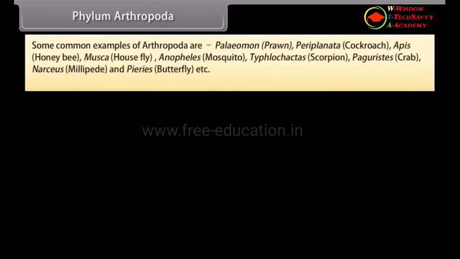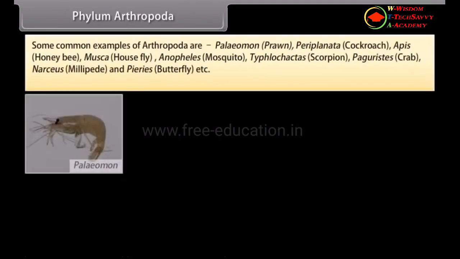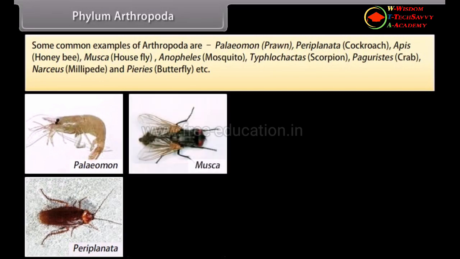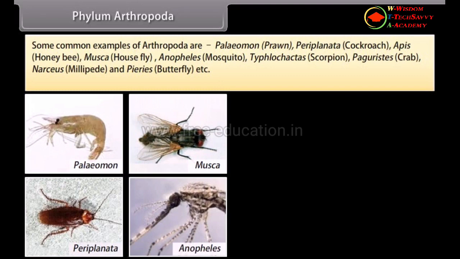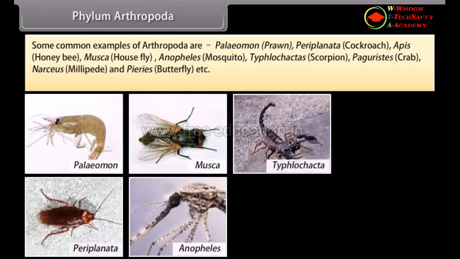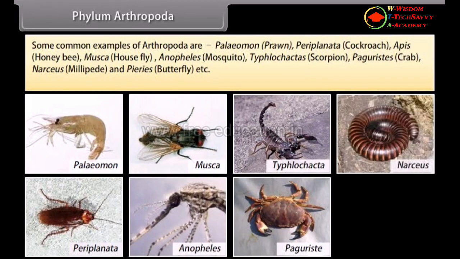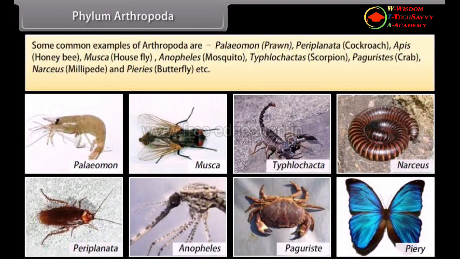Some common examples of arthropoda are Palaemon, prawn, Periplaneta, cockroach, Apis, honeybee, Musca, housefly, Anopheles, mosquito, Buthus, scorpion, Paguristes, crab, Narceus, millipede, and Pieris, butterfly, etc.